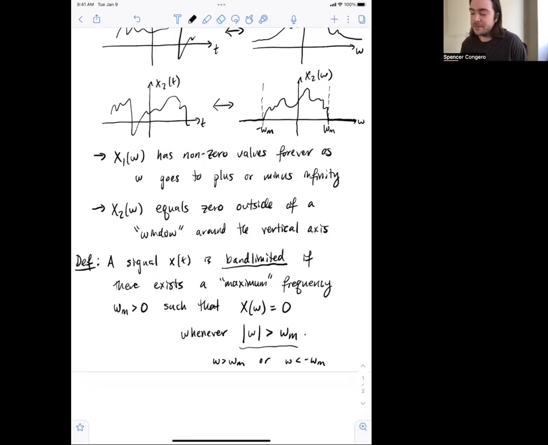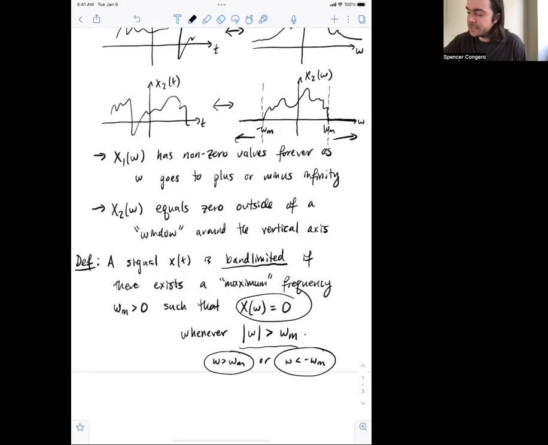Maybe x2 of omega equals 0 some places there, maybe it doesn't. We don't care. We just care whenever the absolute value of omega is greater than omega sub max. In other words, whenever omega is greater than omega max, so on this side, or whenever omega is less than negative omega max, so on this side, we need our function to be 0. Okay, so that's all band limited is saying.